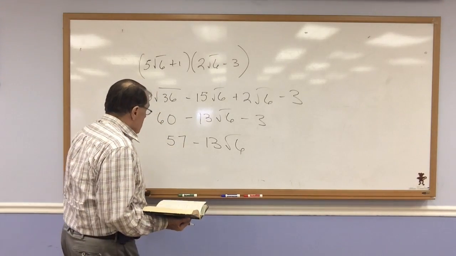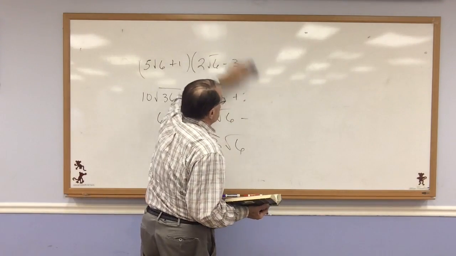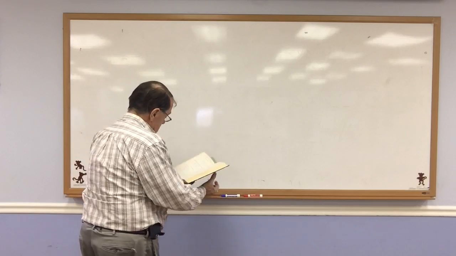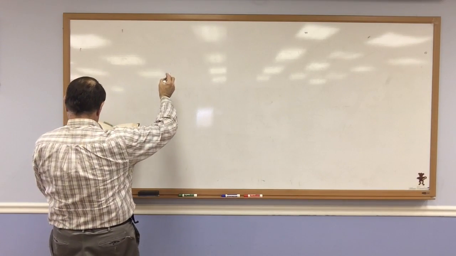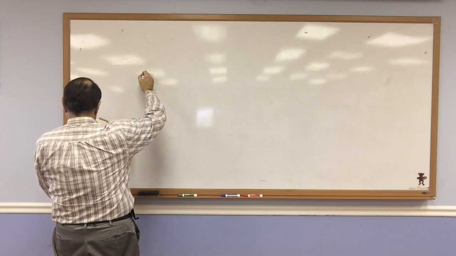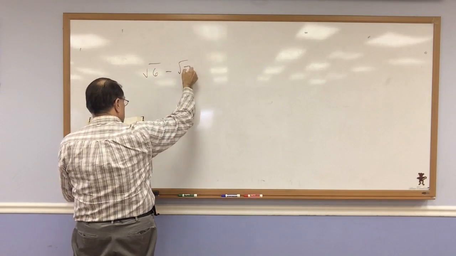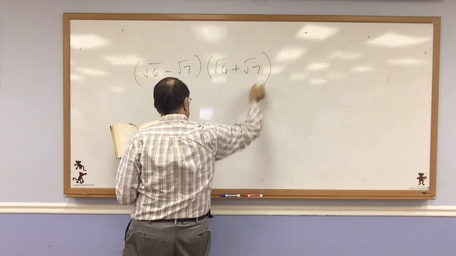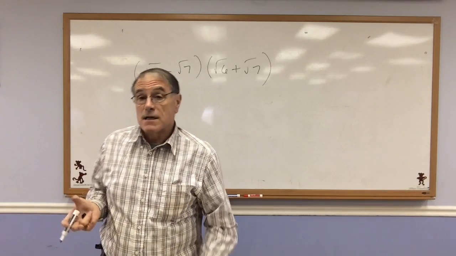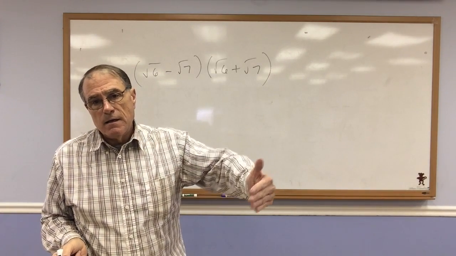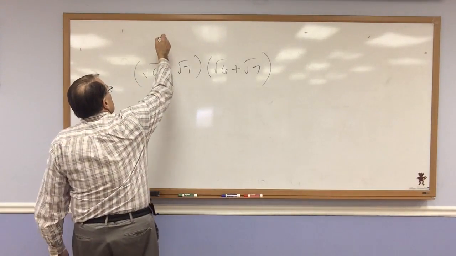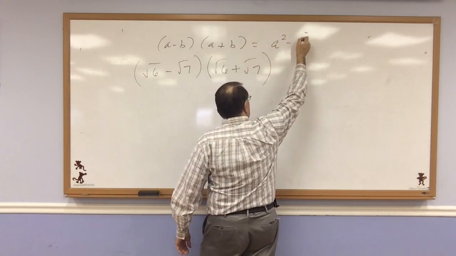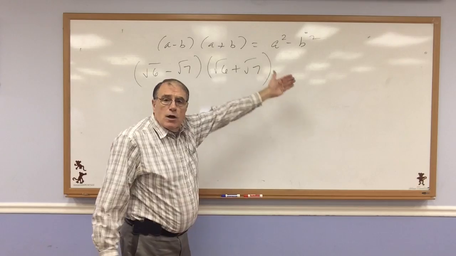Let's take a second example of FOILing. And this time, let's take root 6 minus root 7 times root 6 plus root 7. Now you might recognize the form as difference of two squares. A minus b times a plus b, which you know gives us a squared minus b squared. Notice the middle terms will drop out.